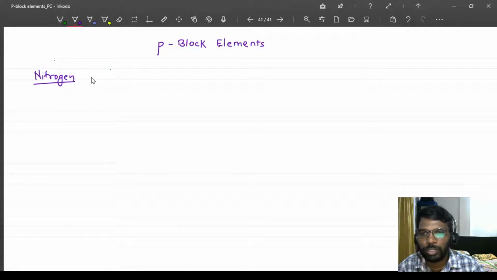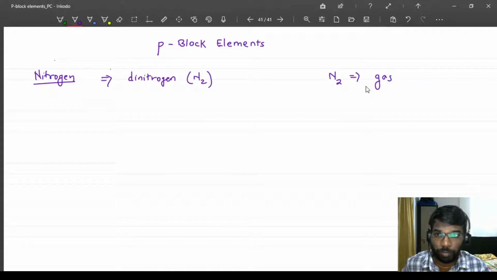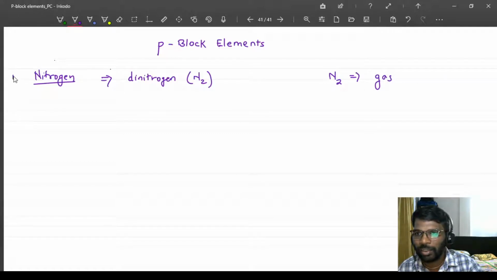Nitrogen will exist as dinitrogen in its natural state. We say this to be N2 or N2 gas. It will exist in the gaseous form. This is the first compound, nitrogen, we are learning here, along with its preparation method.